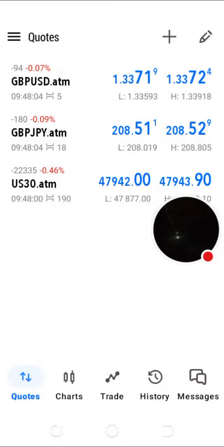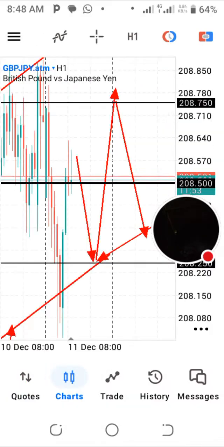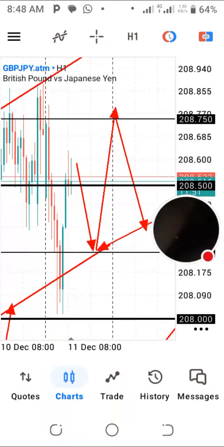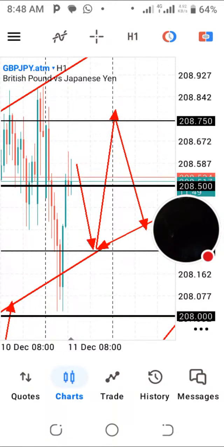Let's see our JPY trade. You can see there's still a rejection. We are still waiting for a drop down. Price should get down to this point and we push up. This is exactly what we are looking for.